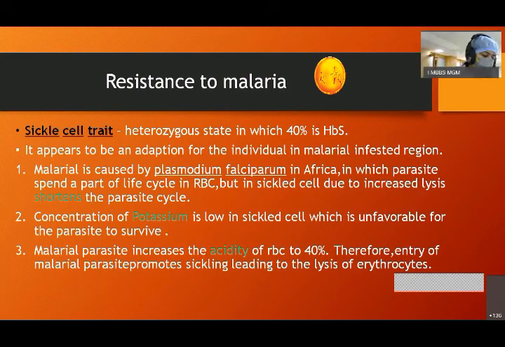Roll number 50. Yes, ma'am. Why are sickle cell trait individuals resistant to malaria? Because malaria is caused by Plasmodium falciparum, and that parasite spends a part of its life cycle in RBCs, and the RBCs have already changed their shape to sickle shape. That's why they cannot complete their life cycle. Another reason, potassium concentration in sickle cells is low, which is unfavorable for the parasite. And third, the malarial parasite increases the acidity of RBCs, which causes lysis.